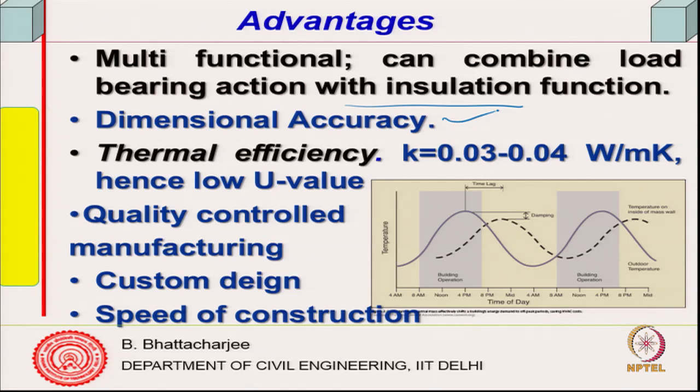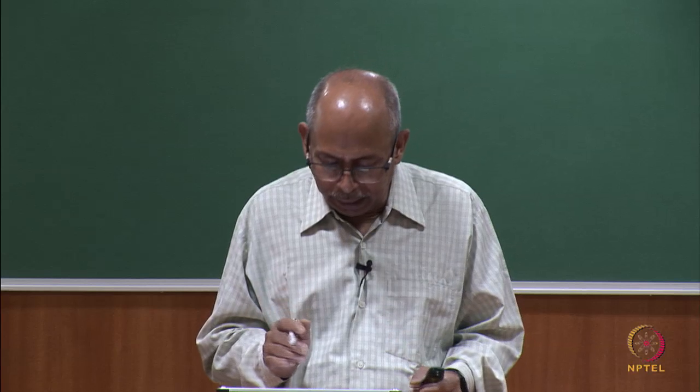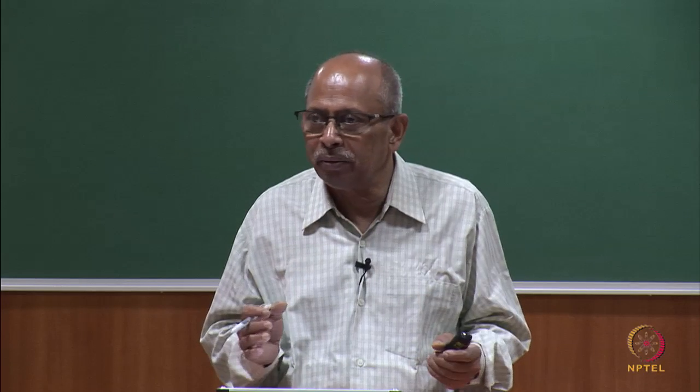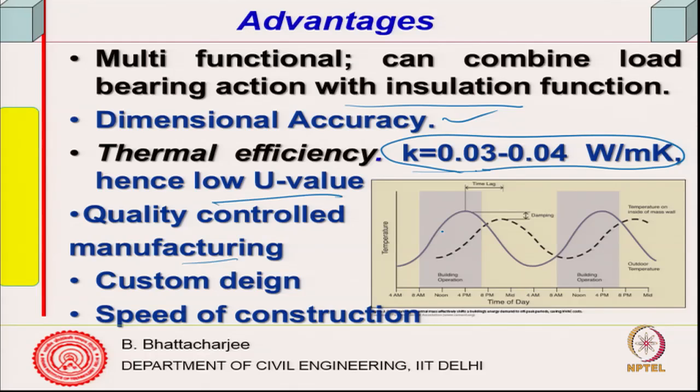Dimensional accuracy of course you require, since it has to be better engineered. Thermal efficiency, obviously K of the foam material will be 0.03 to 0.04, you can decide on that. Conductivity of the core you can decide, hence you can have low U value. And quality control in manufacturing. And if you remember, we can have time lag, maybe I have mentioned phase time lag, because whatever heat comes from outside will be stored and sent inside later on, particularly good in desert type of climate. So, you can design the system for thermal efficiency and minimum energy consumption, right.